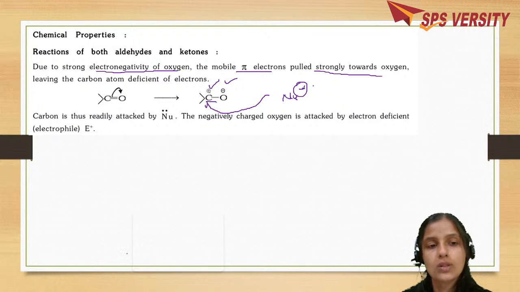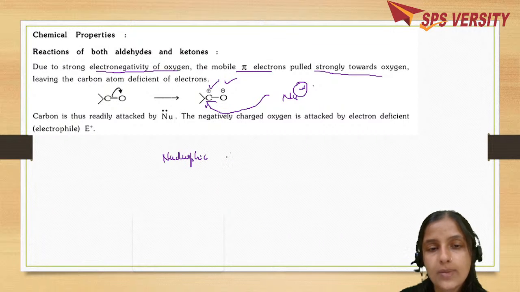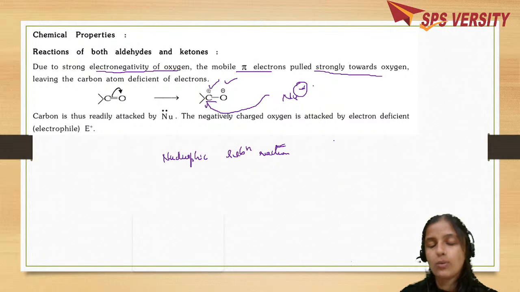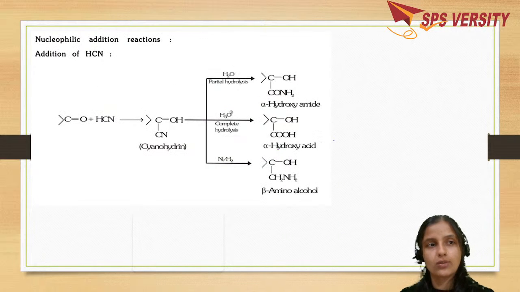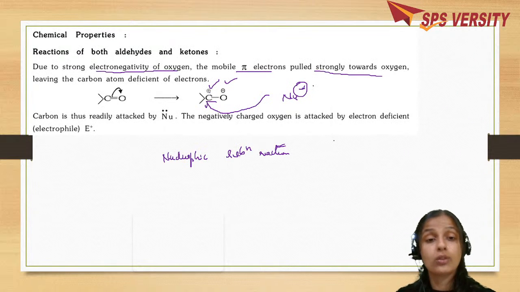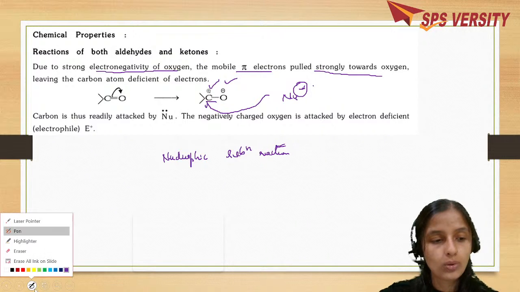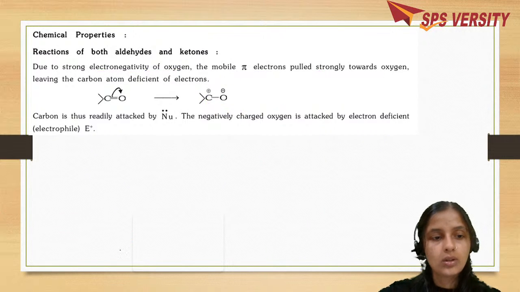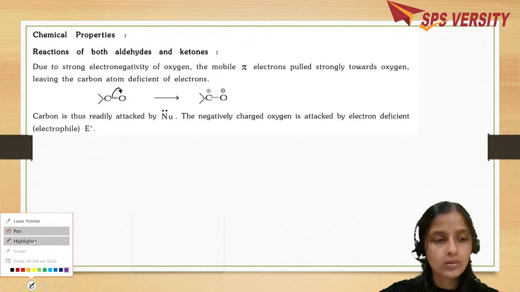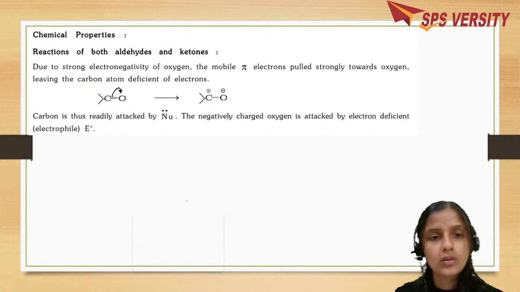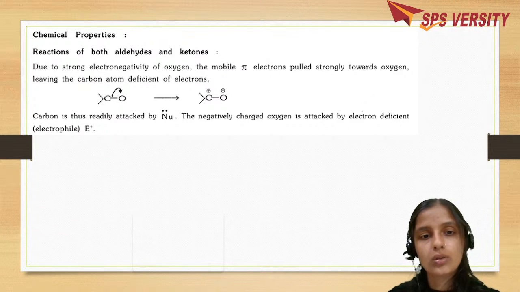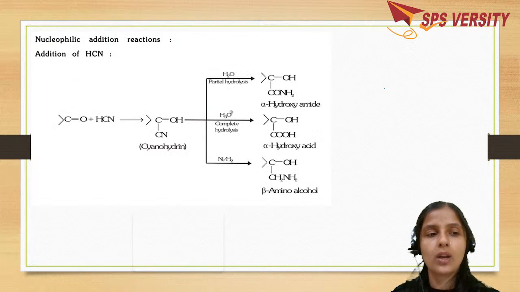These aldehydes and ketones undergo nucleophilic substitution reactions easily. So what are these reactions we have to see? Or rather nucleophilic addition, I'm sorry, not nucleophilic substitution, this should be nucleophilic addition, because there is a C=O double bond. So we'll study the nucleophilic addition reactions and how they proceed.